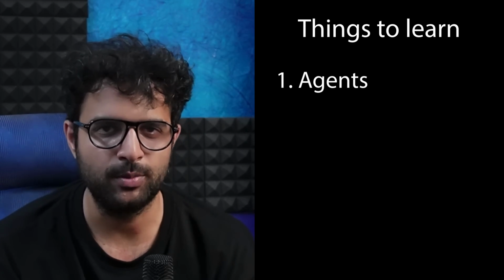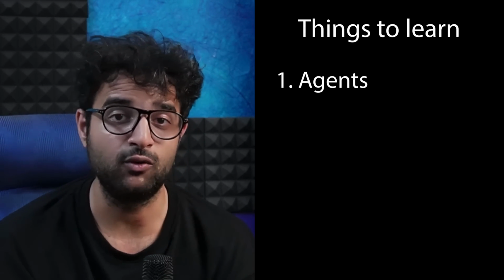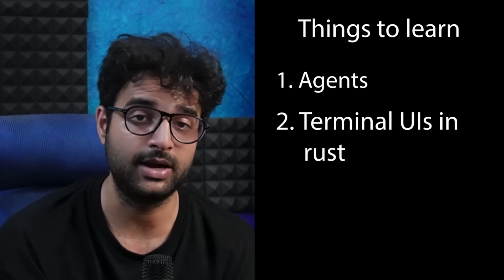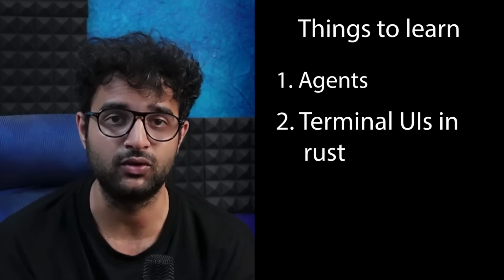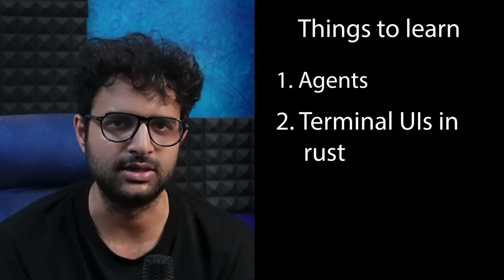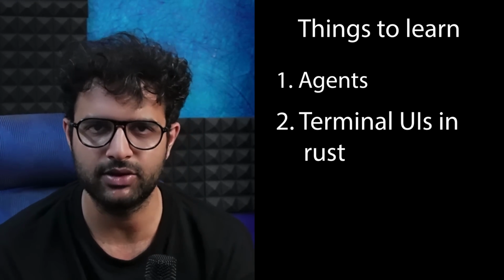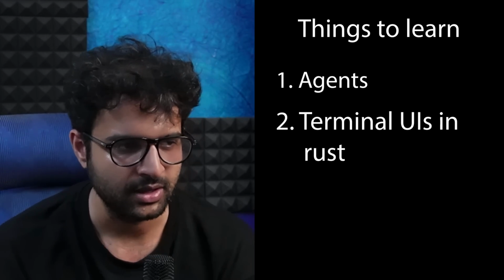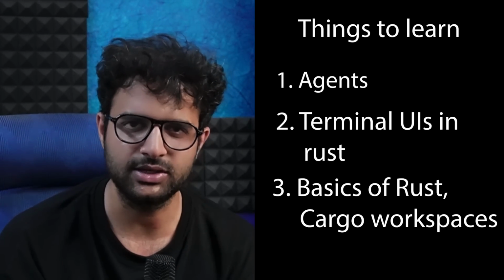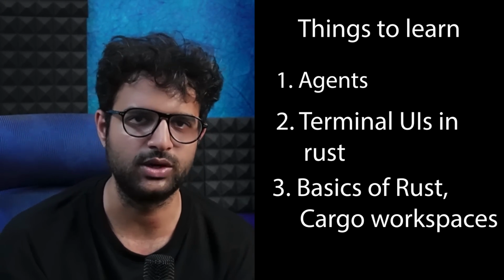Number two, how do you build CLIs that look pretty in Rust? I repeat, command line interfaces that have a very specific UI. How do you build that in Rust? That's a challenge, and that's primarily where we'll be contributing today as well. Other than that, some basics of Rust I've covered. How do you structure projects? What is a cargo workspace?